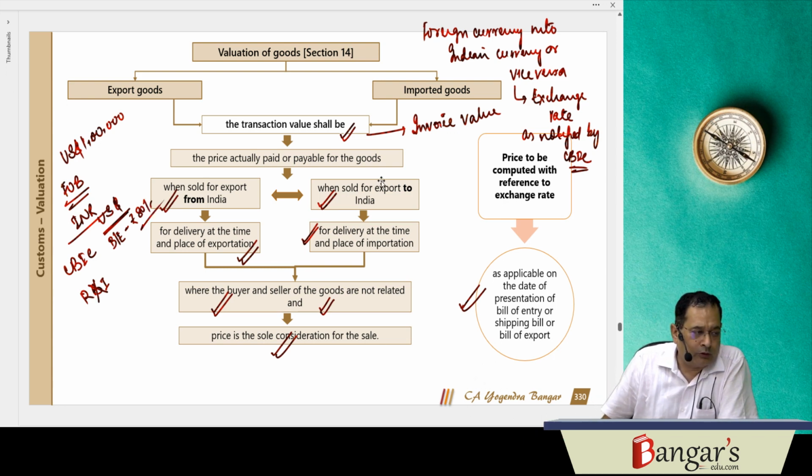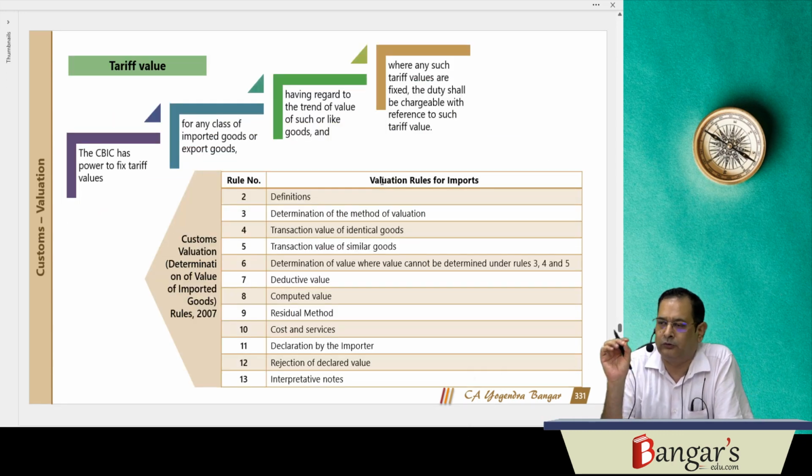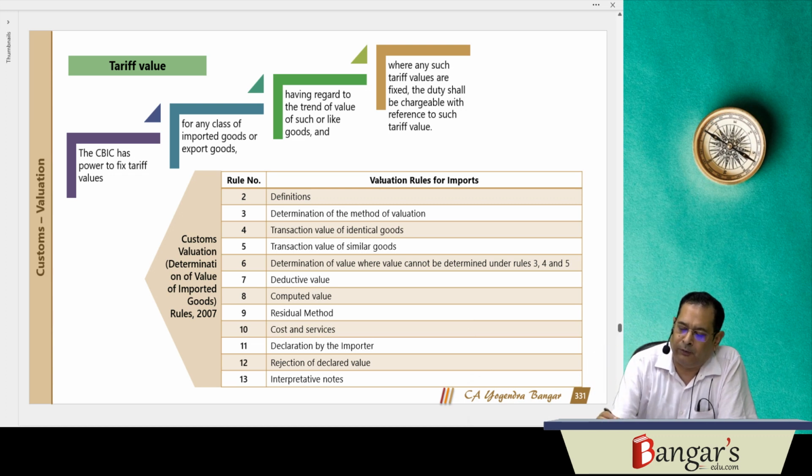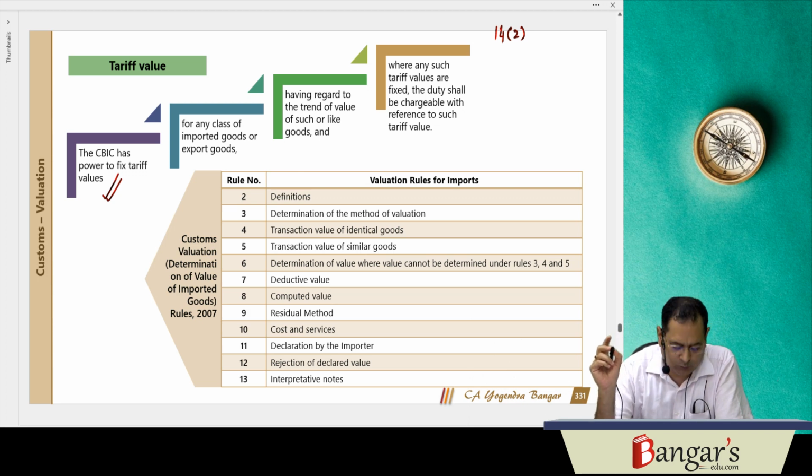So this was about the statutory provisions. They say that the value of these goods will always be determined in accordance with the rules. As per the provisions of section 14(2), in respect of the notified commodities, CBIC has the power to fix the tariff value. CBIC has the power to fix the tariff value for any class of imported goods or export goods.